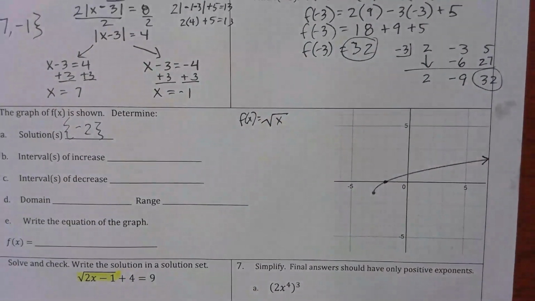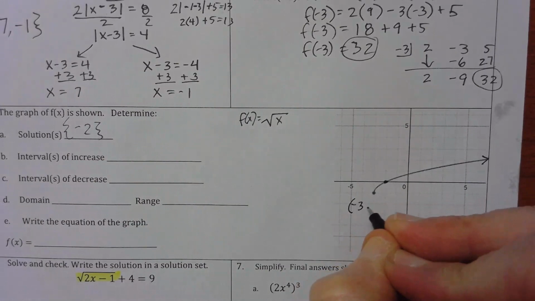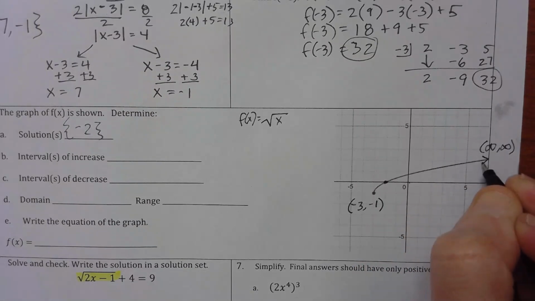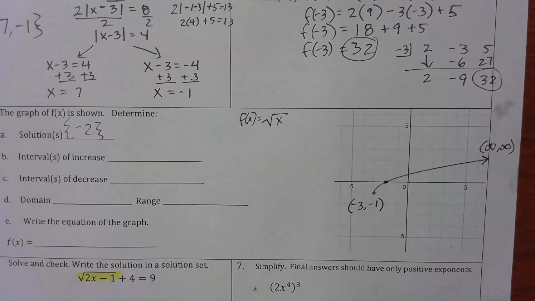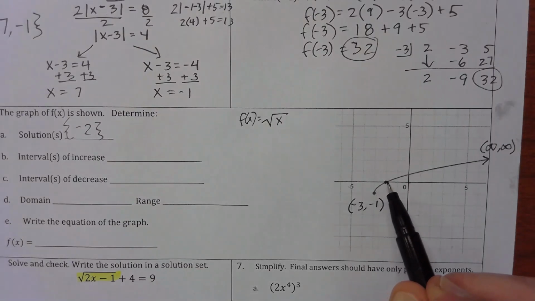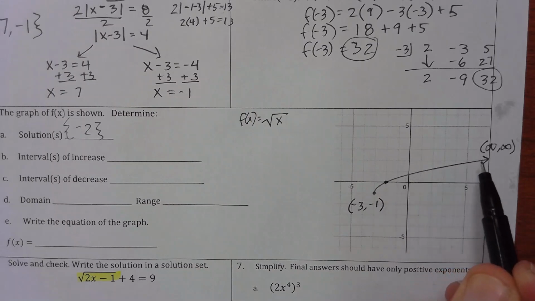Interval of increase. To do intervals of increase, decrease, or domain and range, I'm going to be smart and label the points. So I'm going to label the left and right of the graph, the top and the bottom. This point right here is -3, -1. And this arrow, infinity, infinity. To get here, I have to go over and then up. If you imagine that you're getting on a roller coaster right at the beginning of the graph, and you're going to travel along that roller coaster, it's uphill the whole way.